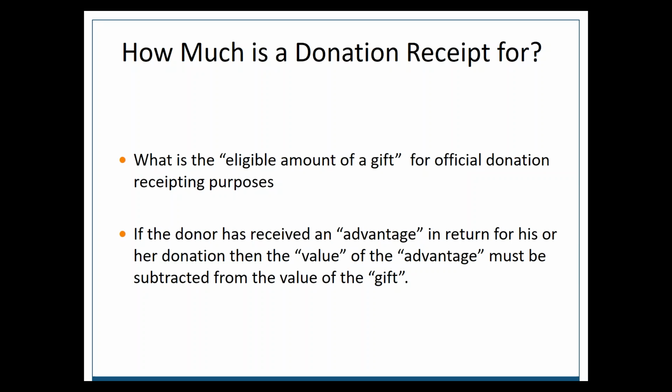So how much is the donation receipt for? As of about 2002, it's the eligible amount of a gift. So it means that you have to work out what is the advantage, if any, that a donor is receiving when they're giving the gift, and you need to subtract that. So it's the amount of the gift minus the advantage, and that gets you the eligible amount of the gift.